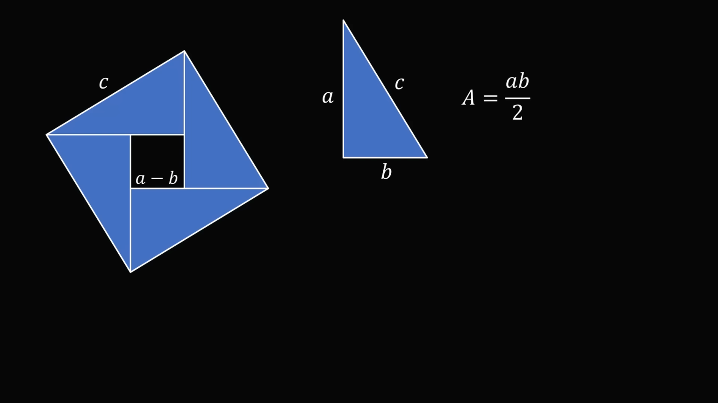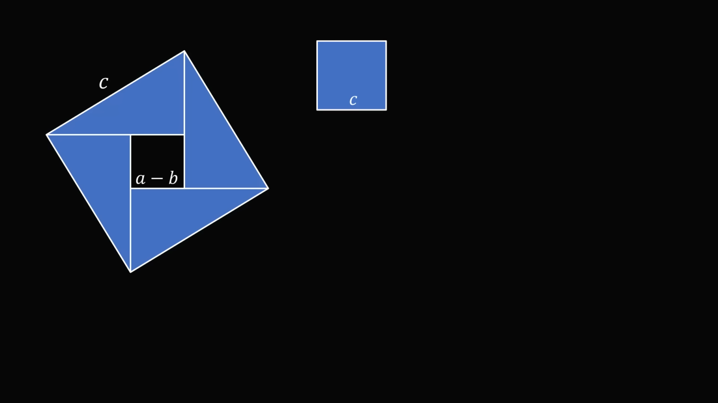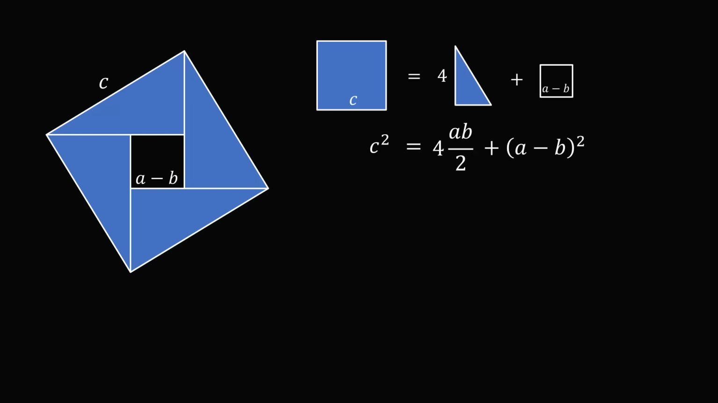The area of this right triangle is of course 1/2 a times b. So we can set up our equation that the area of the square is equal to 4 of these areas of triangles plus this square in the middle. So we have c squared is equal to 4 times 1/2 ab plus the square of a minus b. We just expand this binomial and we see that 2ab from the area of the triangles cancels out with minus 2ab. So we get that c squared is equal to a squared plus b squared. And that completes the proof.